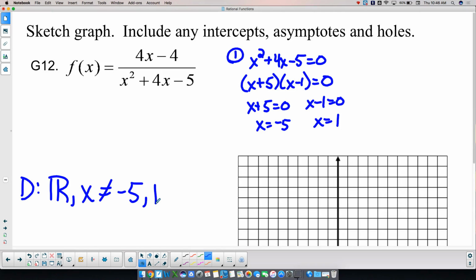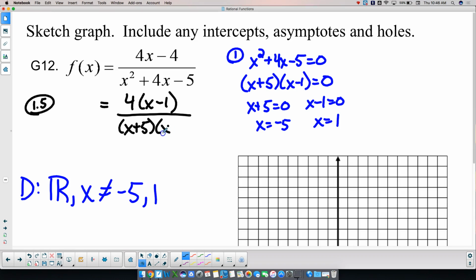Step 1.5 says that I can factor a 4 out of the top. My bottom factors to be x plus 5 and x minus 1. So the x minus 1 cancels out. That tells me there's going to be a hole. As soon as I cross something out there in step 1.5, that makes step 5 active. If I don't cross anything out, I can skip step 5.